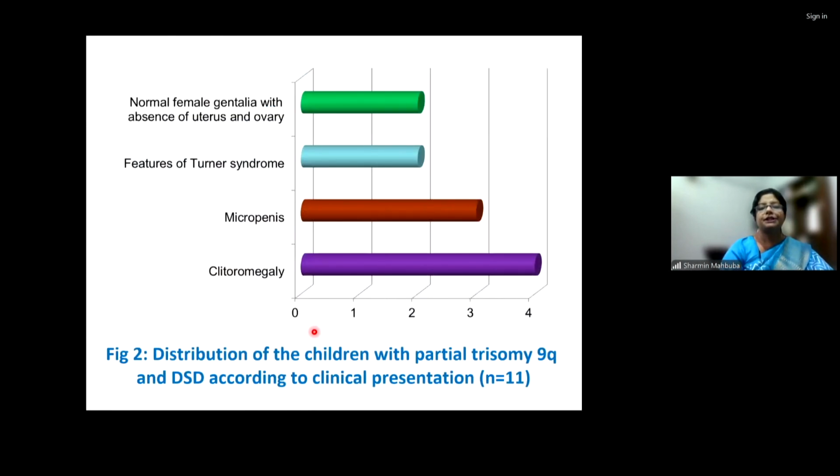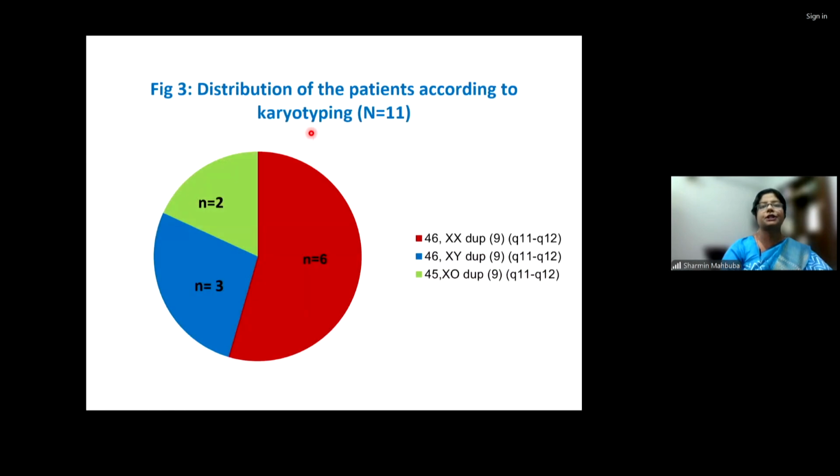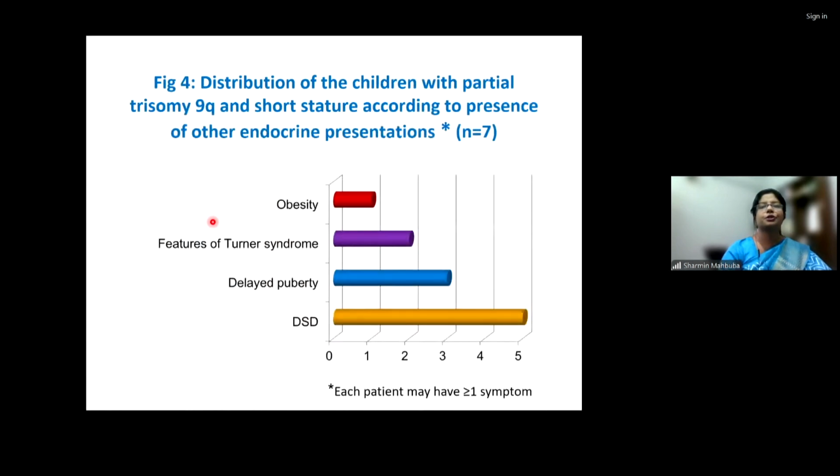I have already mentioned that out of 11, 5 had clitoromegaly, 4 with micropenis, 2 presented with features of Turner syndrome, and 2 with normal female genitalia with absence of uterus and ovary. And here we can see the karyotyping of those children. The majority had 46,XX followed by 46,XY and then 45,XO with duplication of chromosome 9.